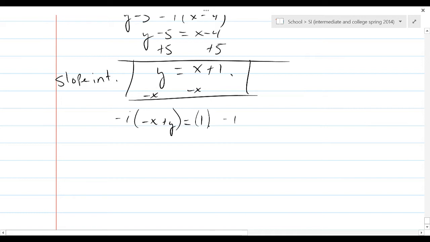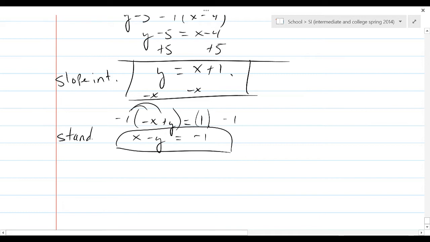So this negative 1 distributes, and I've got x minus y equals 1 times negative 1, negative 1. Beautiful. That's standard. Okay. We're almost done. We just need to do 7, 8, and 9, and we'll be finished. Why don't we go ahead and get started with number 7?